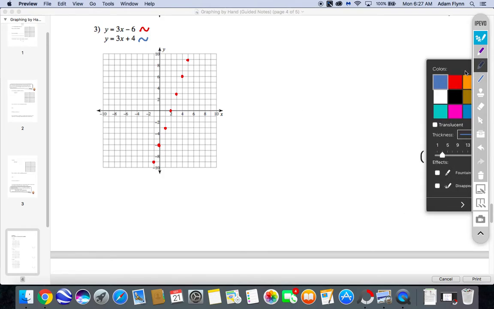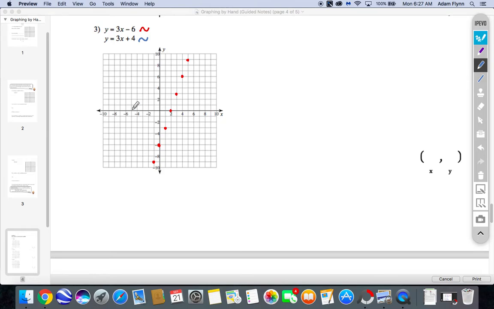Now for my blue line, looks awfully similar as if it has the same slope as my red line, but a different y-intercept. So my y-intercept for my blue line is going to be positive 4. And slope, same thing. It's the same thing as 3 over 1, so I can go up 3 to the right 1. Or I could extend it in the opposite direction.